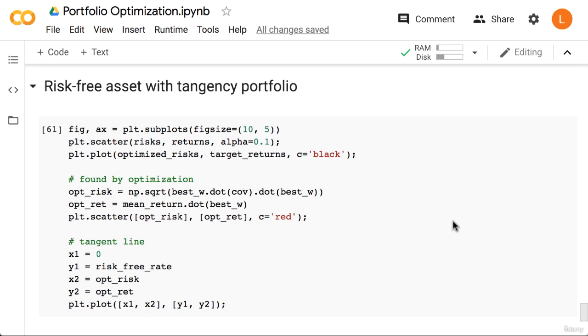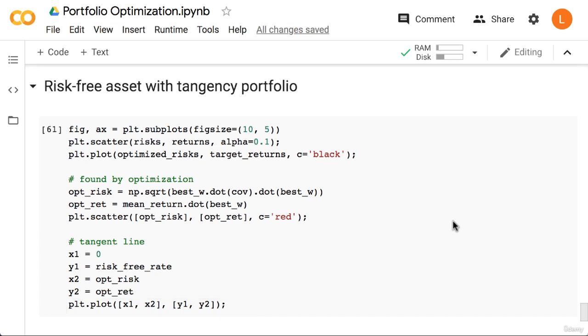Next, we will draw our tangent line. As you know, in matplotlib, the way that we draw a line is that we connect xy coordinates together. The first xy coordinate is the point where we achieve zero risk. Thus, x1 is 0, and y1 is the risk-free rate. The second xy coordinate is the point where we invest only in the Tangency portfolio. Therefore, x2 is opt ret, and y2 is opt risk. Next, we call the plot function, passing in the values of x1, x2, and y1, y2 that we just calculated.